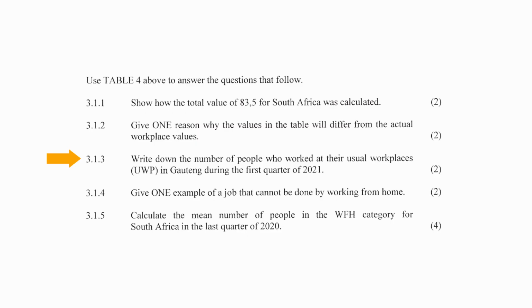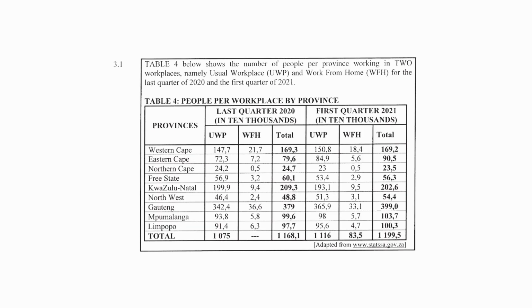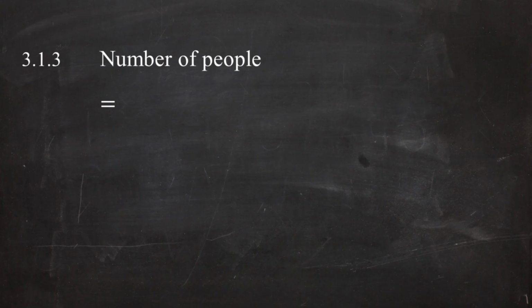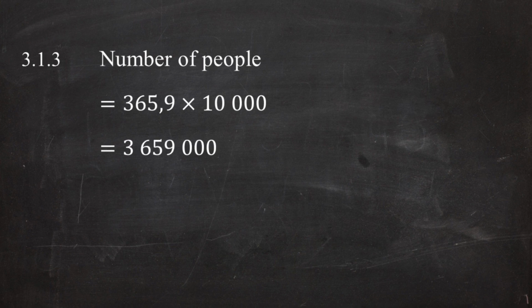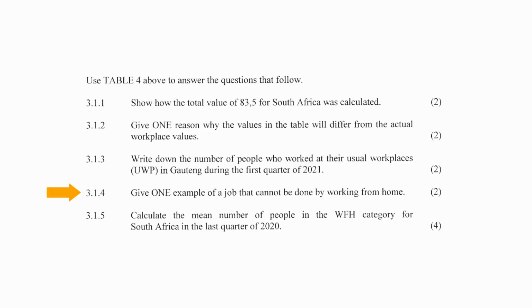In question 3.1.3, you have to write down the number of people who worked at the usual workplace in Gauteng during the first quarter of 2021. From the table, we see that the number of people that worked at the usual workplace in Gauteng is given as 365,9. This value needs to be multiplied by 10,000 because the values in the table are given in 10,000s. This will give you a total number of people that worked in the workplace in Gauteng of 3,659,000.